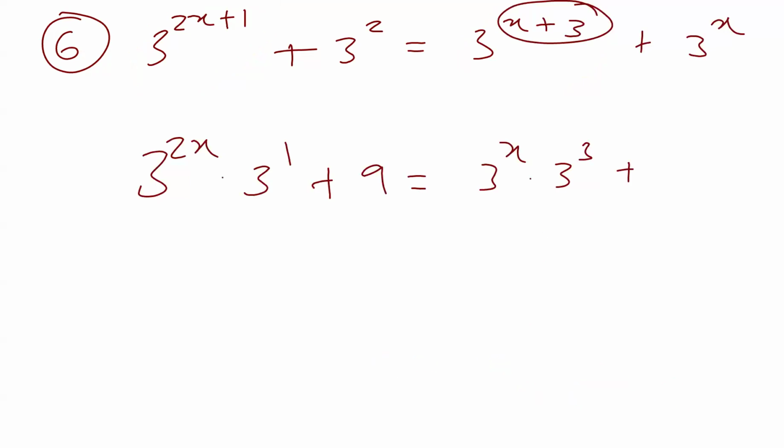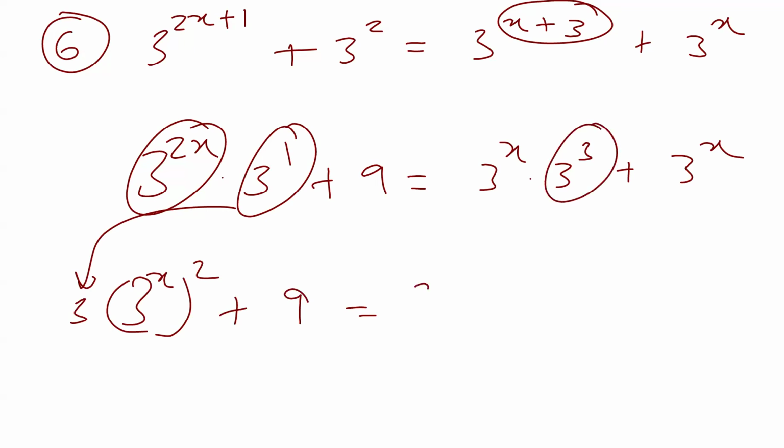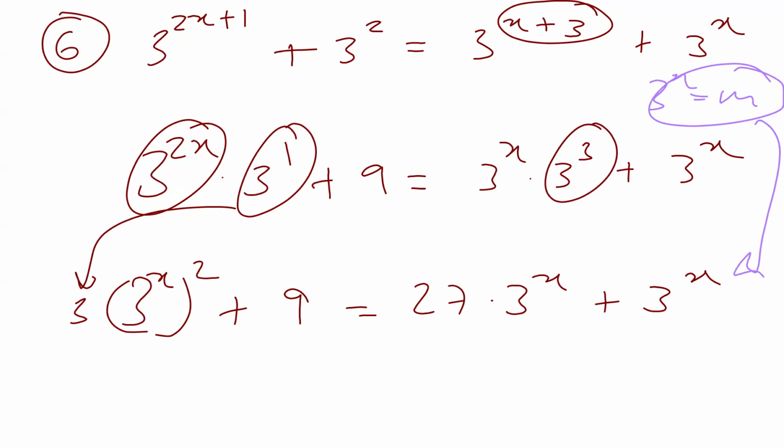Plus 3 raised to x. Now this 3 raised to 2x can be written as 3 raised to x the whole square. This 3 raised to 1, I'll just write it over here as 3 plus 9 is equal to, this is 27, 3 raised to x plus 3 raised to x. Now I'll take 3 raised to x as m. Okay. 3 raised to x is equal to m.